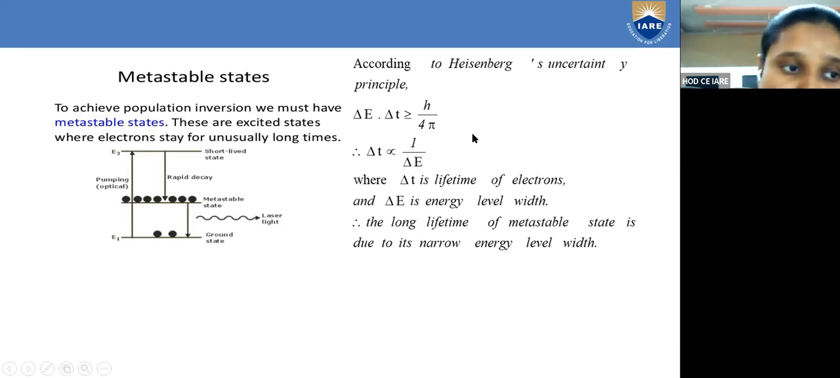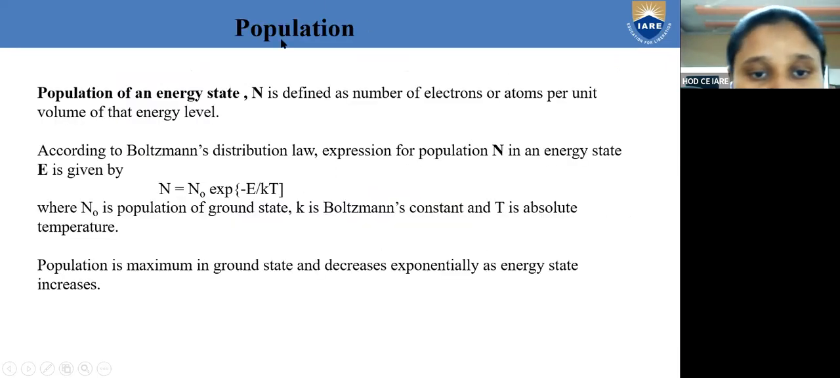Okay. Then after that, we have taken population. What is population of an energy level? It is generally denoted by N, and it is given by how many atoms or electrons are present per unit volume. Okay. And this is a very important formula. N is the population of an energy state E. N naught is the population of the ground state, K is the Boltzmann constant, and T is temperature.